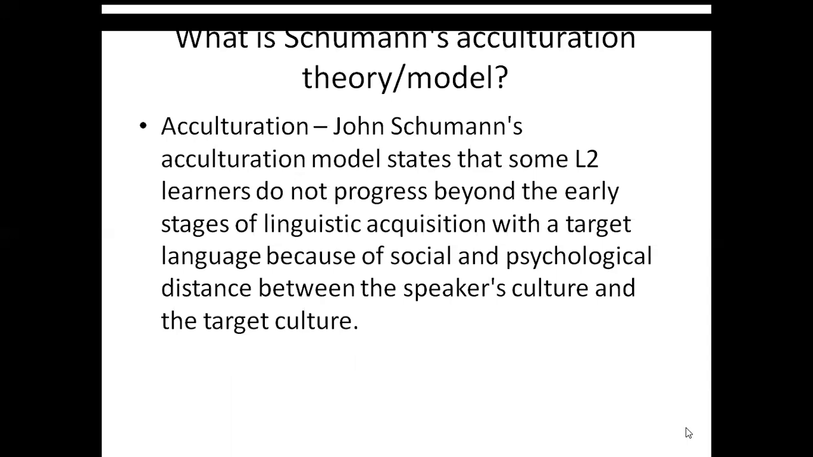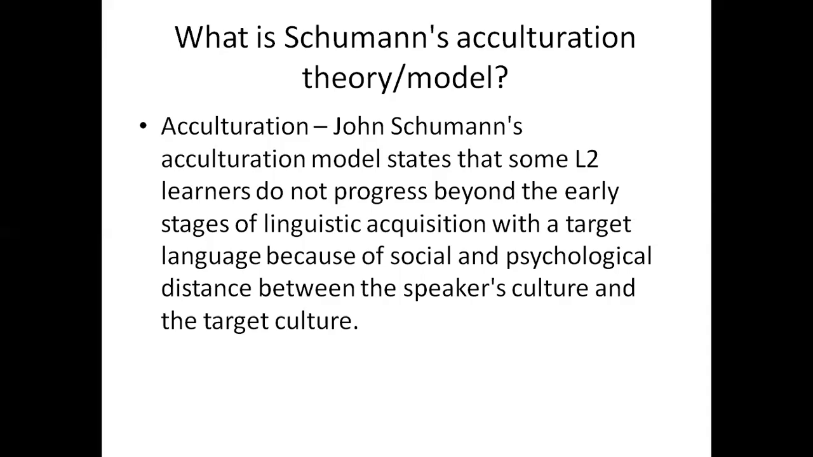John Schumann's acculturation model states, so what happens when a person comes in contact with others? John Schumann said that some L2 learners do not progress beyond the early stages of linguistic acquisition of a target language because of social and psychological distance between the speaker's culture and the target language. As I said earlier, in Asian cultures women are not allowed to go outside their home at night, but in European, American and Australian culture, they can go outside.